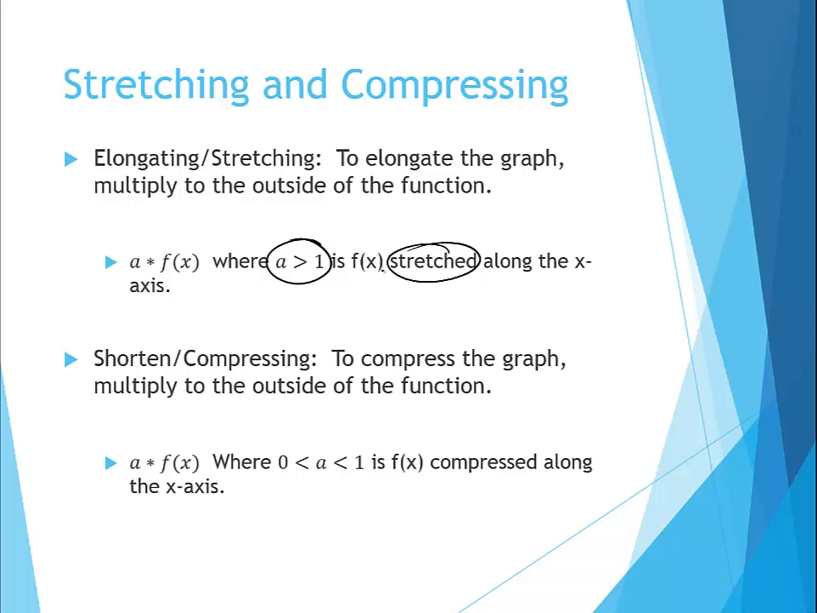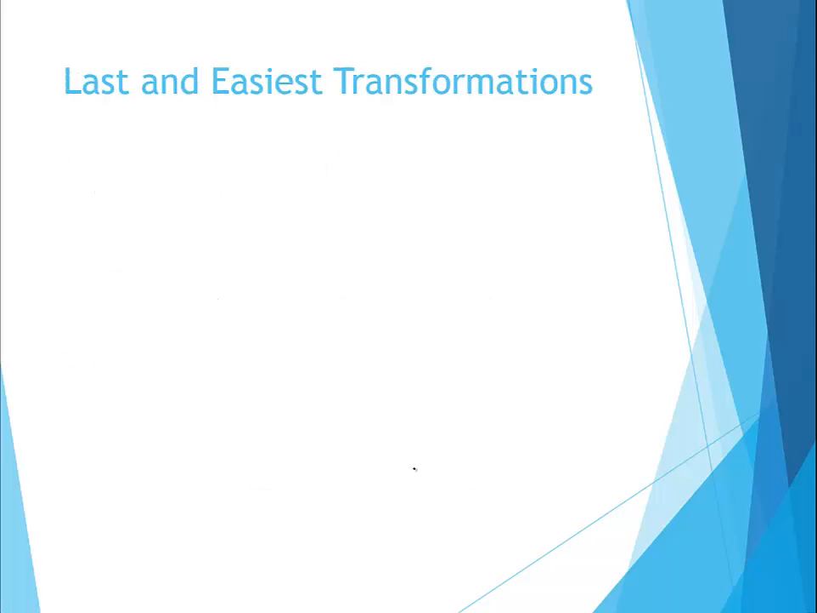Shortening or compressing is multiplying by a, where a is in between 0 and 1, and it's going to be compressed along the x-axis. Okay. Now, last and easy transformations.